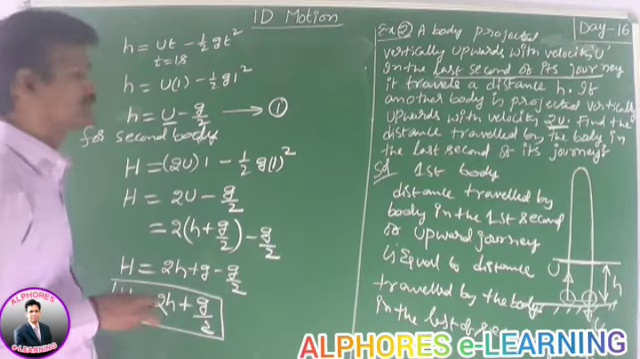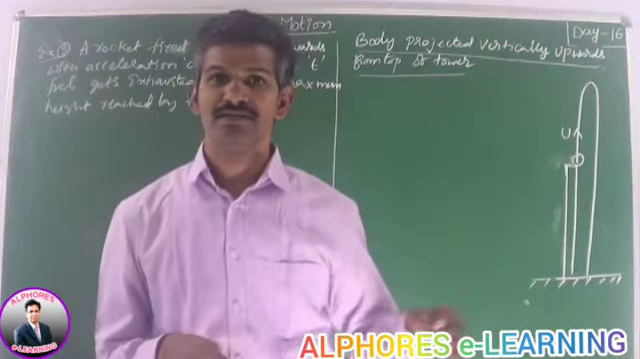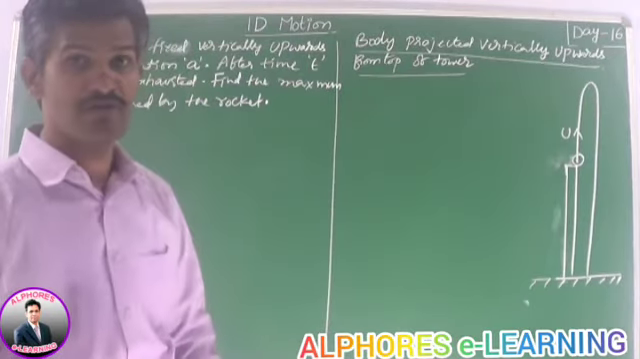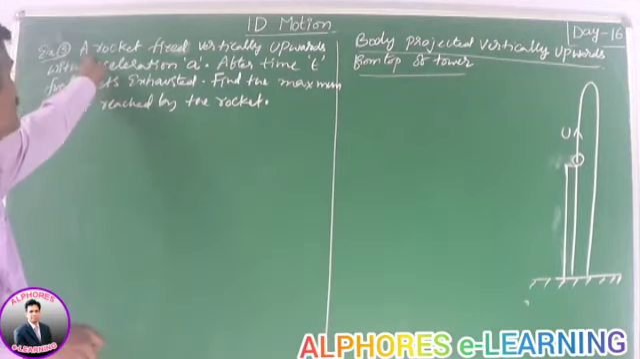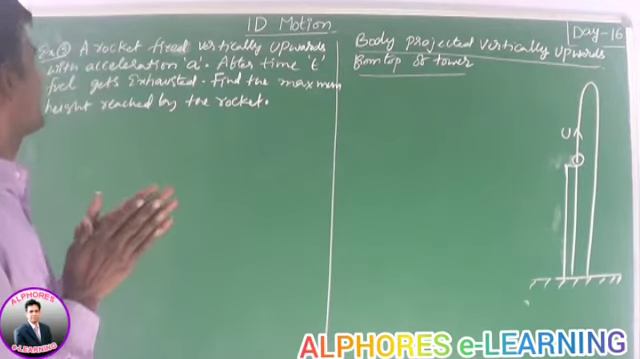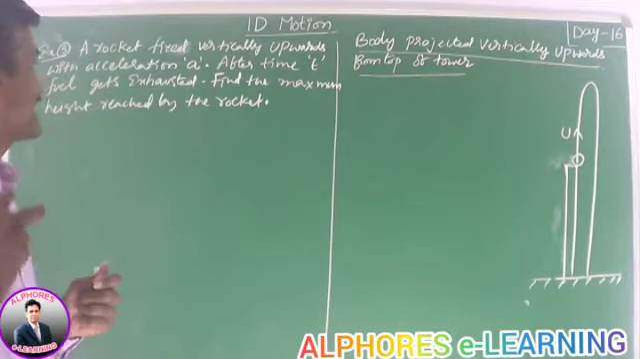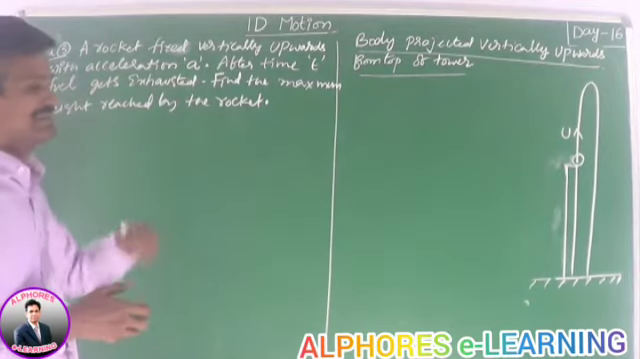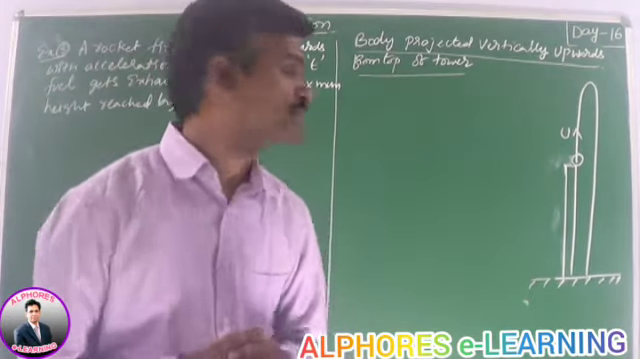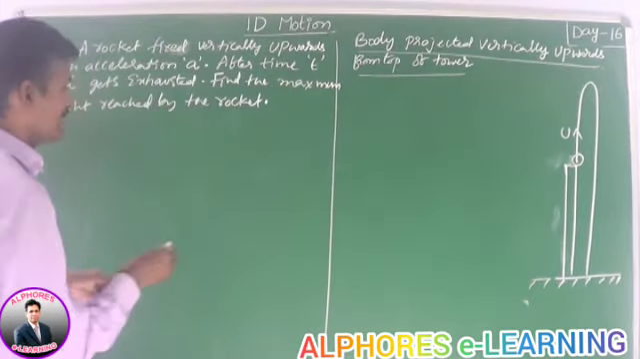Okay, students? Okay, students, I have one more problem here. A rocket is fired vertically upwards with acceleration A. After time t, the fuel gets exhausted. Find the maximum height reached by the rocket. This is the problem.